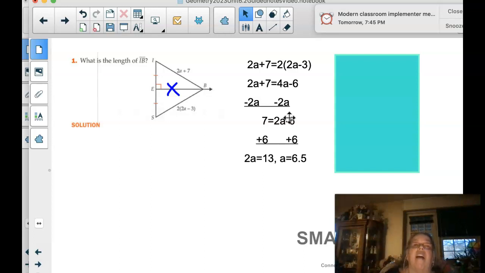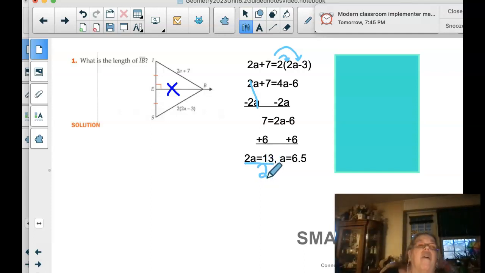We want to solve for A. So we have 2A plus 7 is going to equal this mess. Then we're going to distribute, because we love distributing. Sharing is caring. So we have 2A plus 7 equals 4A minus 6. Subtract 2A. We're left with 7 equals 2A minus 6, because 4A minus 2A leaves 2A. Add 6 to both sides: 2A equals 13. Divide both sides by 2, A equals 6.5.